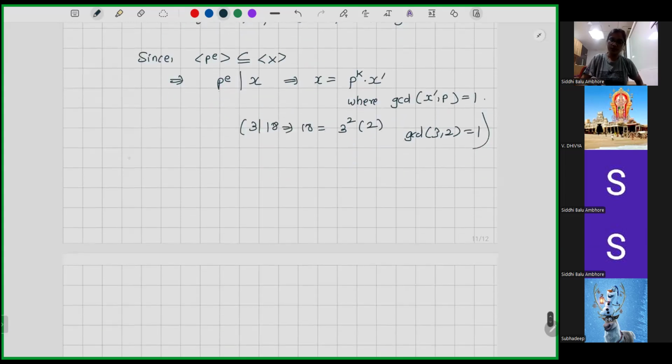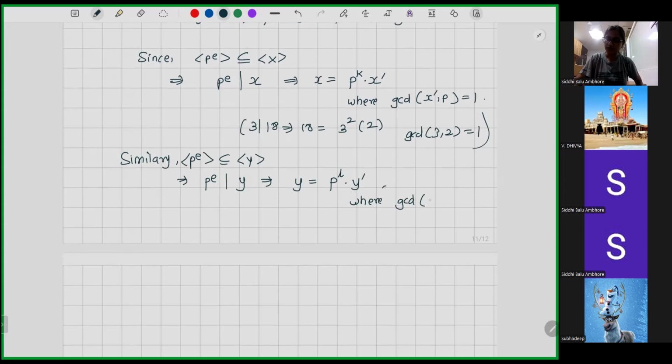Okay, so similarly, I can do that. I can have p power e, similar to what I did with x, and I can again write y as p power some, let us say, l, times y dash, where again the GCD of y dash and p is 1.